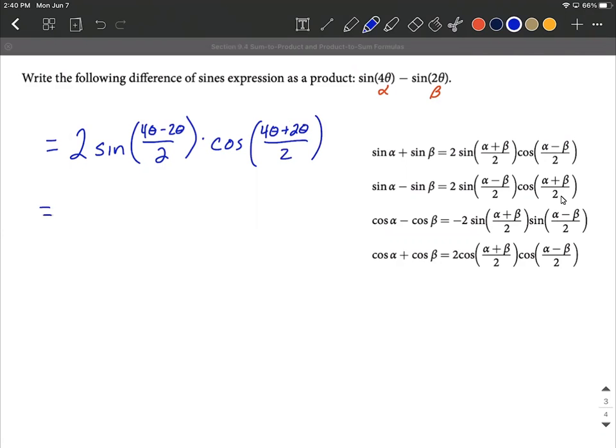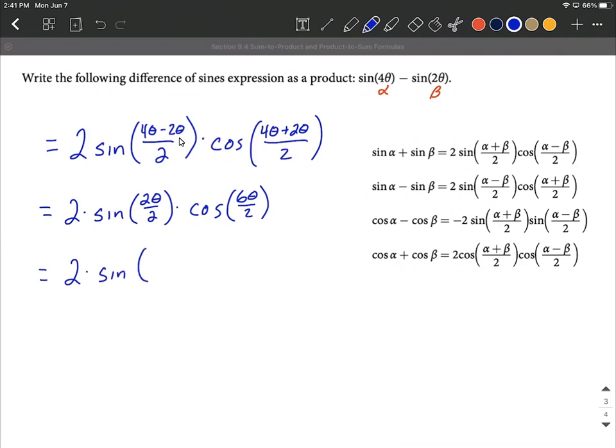From here, it's a little bit of reducing down, but we're almost there. So I'm going to bring along the 2 multiplied by sine. And then we can say 4 thetas minus 2 thetas gives us 2 thetas in the numerator, still over 2. Multiplied by cosine of 4 thetas plus 2 thetas makes 6 thetas in the numerator over 2. So we get 2 sine of, reducing down a little bit more, 2 theta over 2 is equivalent to just theta, multiplied by cosine of 6 theta over 2 is 3 thetas. And that's as reduced down as this is going to get.